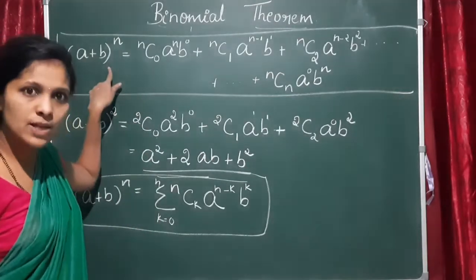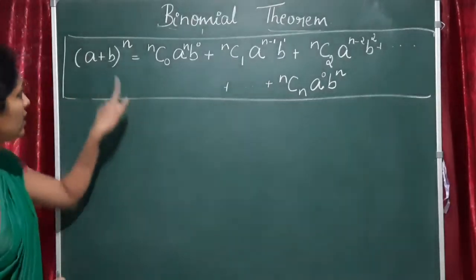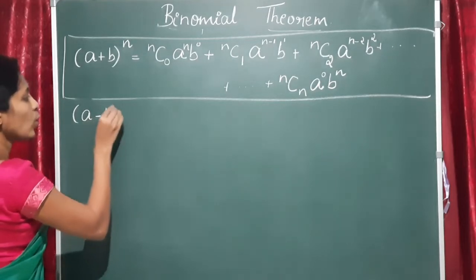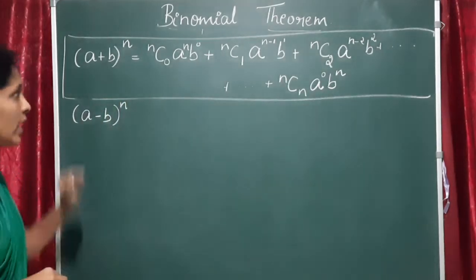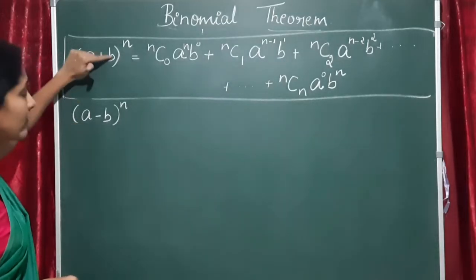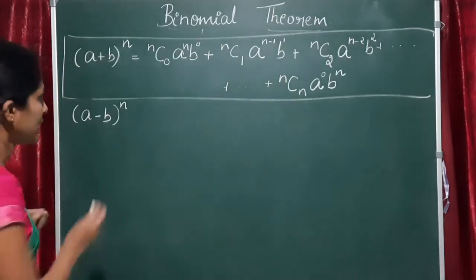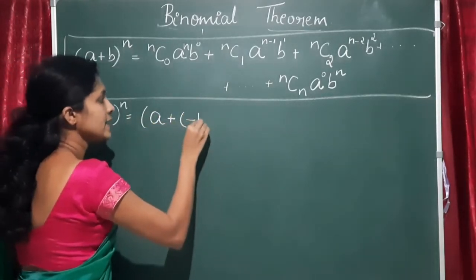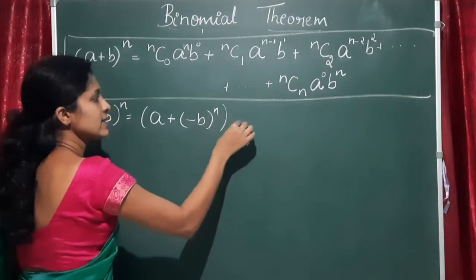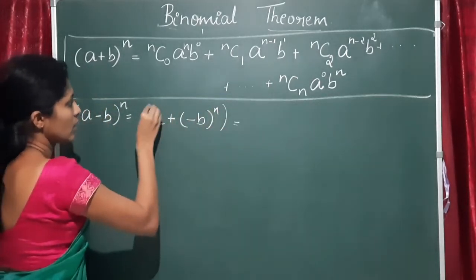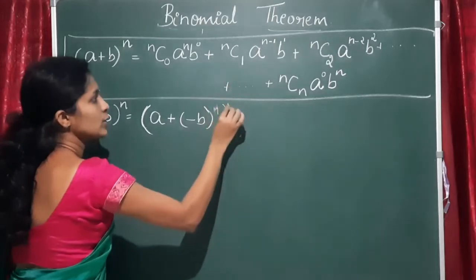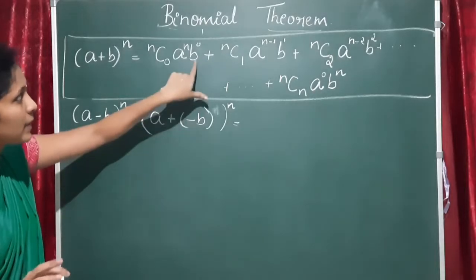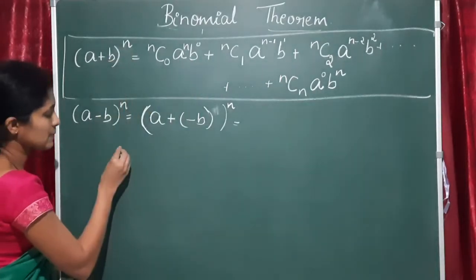So this is (a + b) whole to the power n. Now based on this expansion, we will see some more expansions. Now if I want to find (a minus b) whole to the power n, what we can do? The value of a is a and the value of b is replaced by minus b. So this can be written as (a + (minus b)) whole to the power n. Can we write like this? Both are same, right? Yes. Now see, how simple it is. Here the b is replaced by minus b. So we'll expand in that.